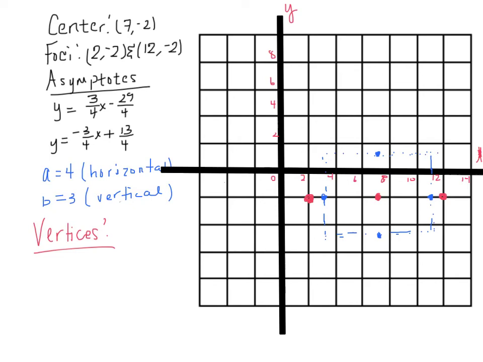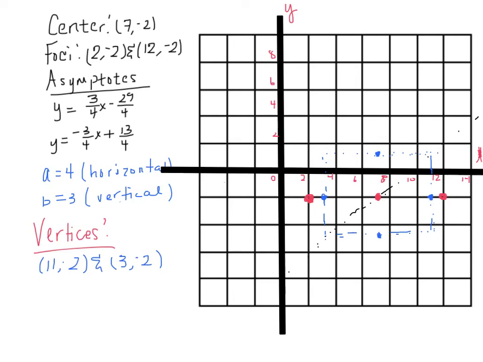So first let's go back and look at these vertices. So these vertices are at, let's see, we were at 7 and we went to the right 4, so that's (11, -2). And then we were at 7 and went to the left 4, so that's (3, -2). So those are the vertices. Now, the next thing that I recommend is that you draw the asymptotes. And honestly, that is as simple as starting from the center and drawing lines through the diagonals. Like this. So these are the asymptotes.